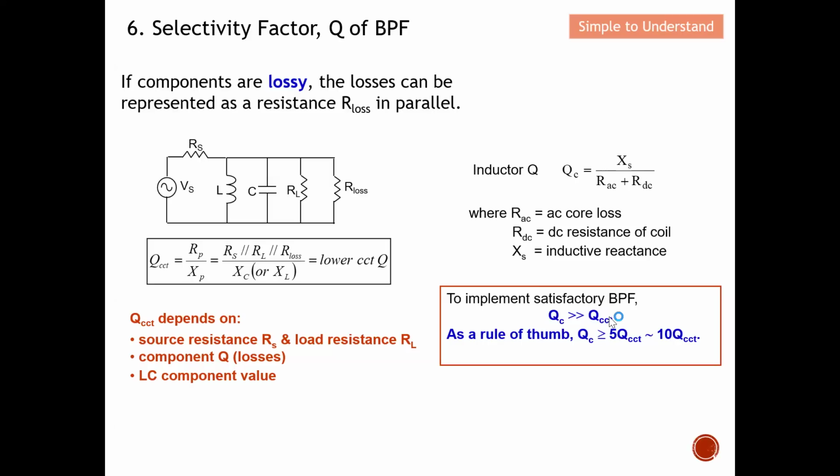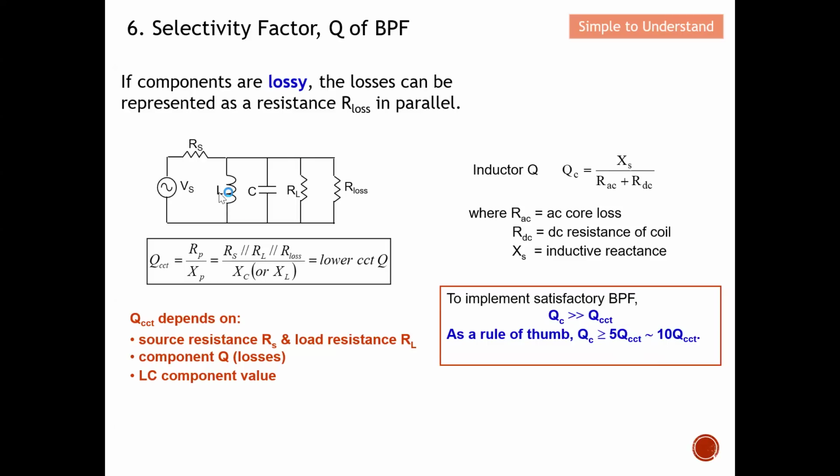In order to achieve this, as a rule of thumb, the component Q must be at least 5 times, or even all the way to 10 times, bigger than the circuit Q. So in short, before you can introduce this inductor into this resonator, we need to compute the component Q. We need to ensure that the component Q is at least 5 times better than the so-called circuit Q that we will be able to use in this circuit.